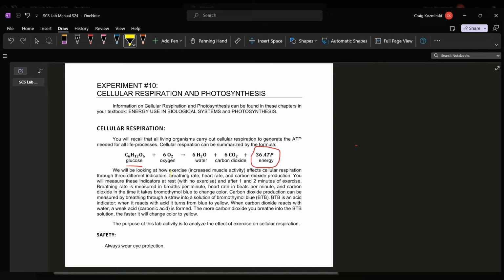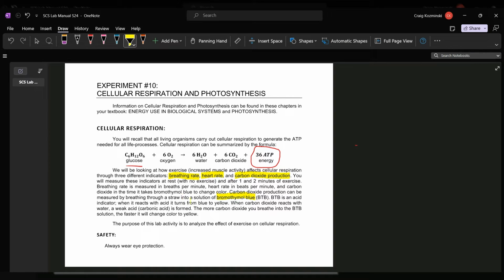And we're going to be measuring this in three different ways. We're going to be looking at the number of breaths you take over time. We're going to be looking at your heart rate, which is the number of heartbeats per minute. And we're also going to be taking a look at the relative amount of carbon dioxide production. And we're going to be measuring the carbon dioxide production using an acid-base indicator known as bromothymol blue, or BTB.